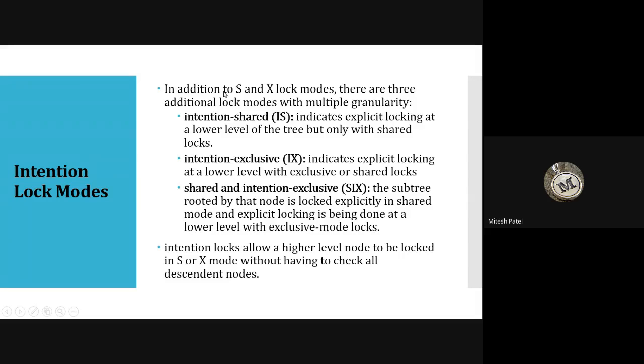Shared lock is denoted by S, exclusive lock is denoted by X, intention shared lock is denoted by IS, IX is intention exclusive lock, and shared and intention exclusive, shared meaning S and intention exclusive meaning IX, that is SIX. Now let's see. Intention shared lock indicates explicit locking at a lower level of the tree but only with shared locks.